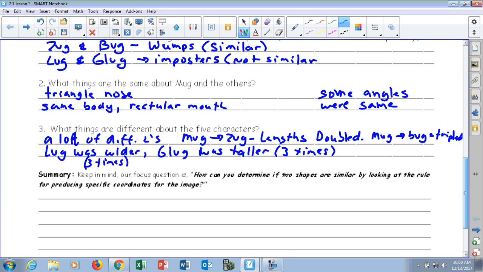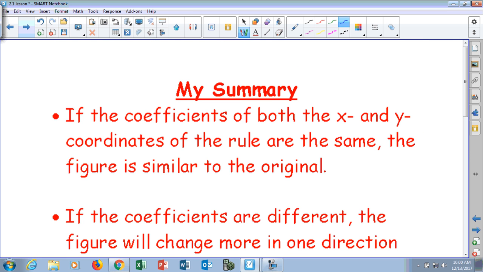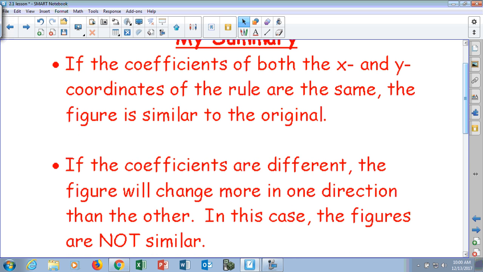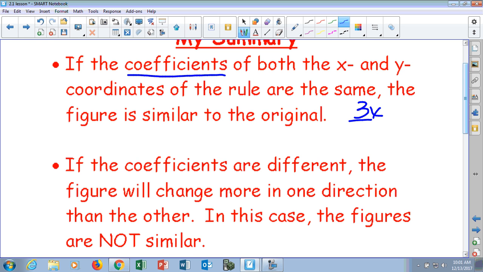So if we take a second to look on the back, how do we summarize all this? We spent a lot of time graphing coordinates. If the coefficients of both x and y coordinates of the rule are the same, the figure is similar. And when we say coefficients, this word right here: we have 3x. That's the word for the number out in front of the x. Coefficient.